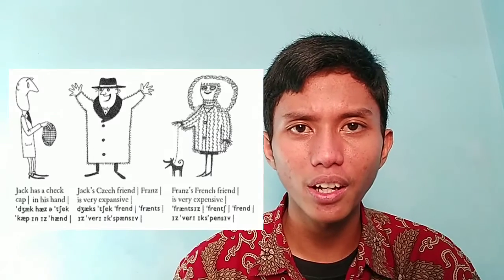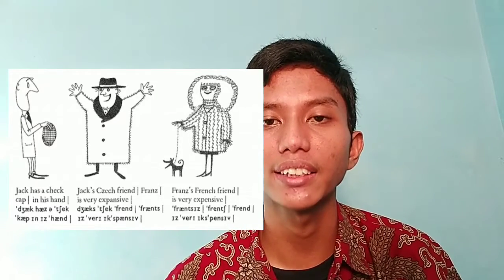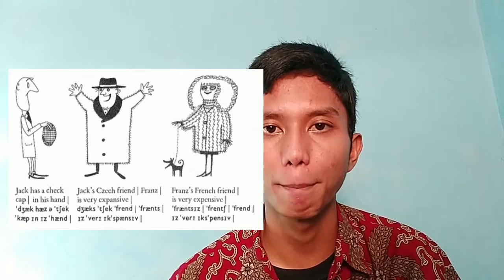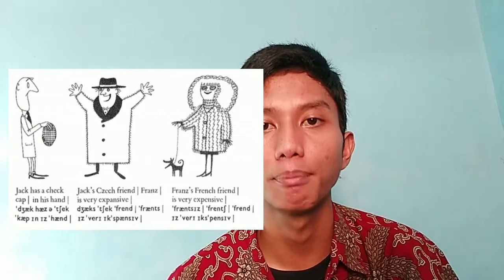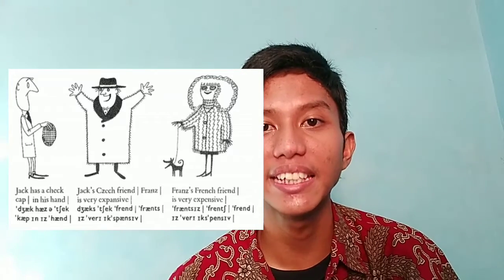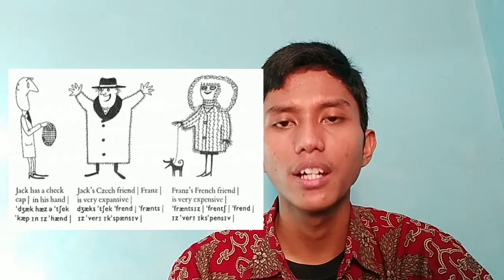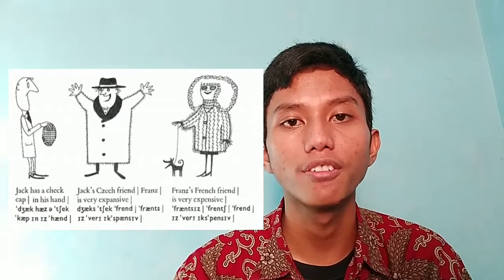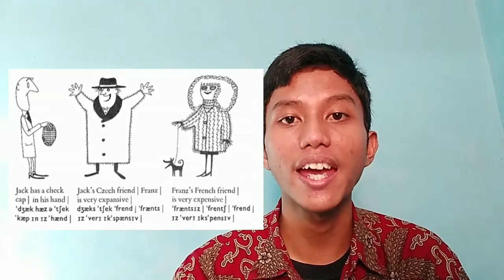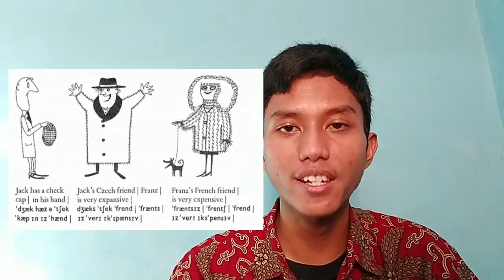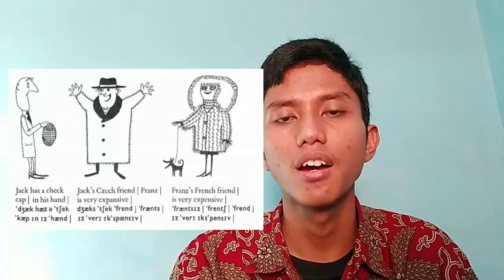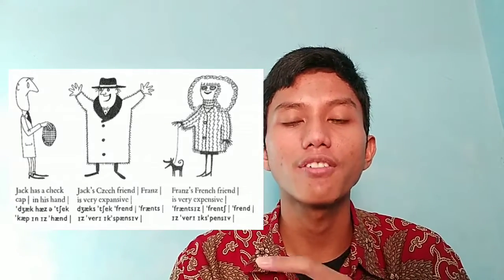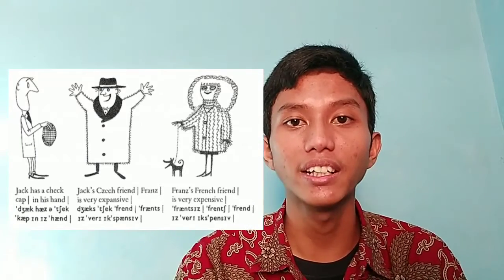Pet has dad's hat on his hat. And then in the next picture there are 3 people. Jack has a check. And then cap. In his hand. Jack's friend, French friend is very expensive. Because there is an apostrophe S, so French friend is very expensive.